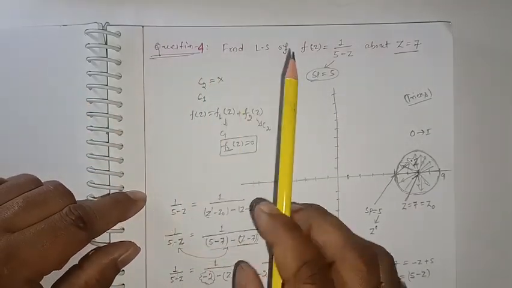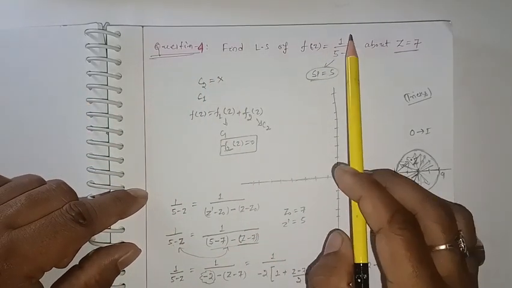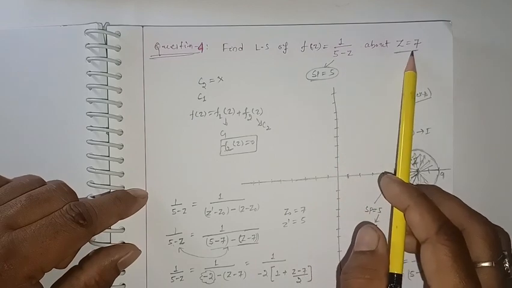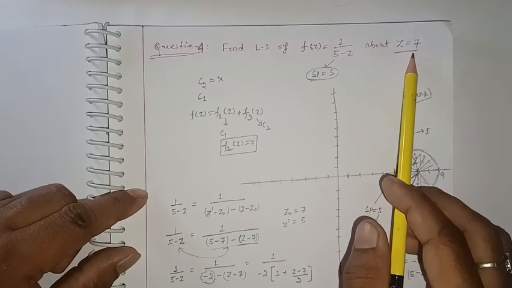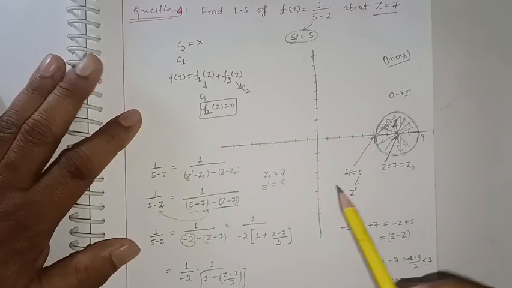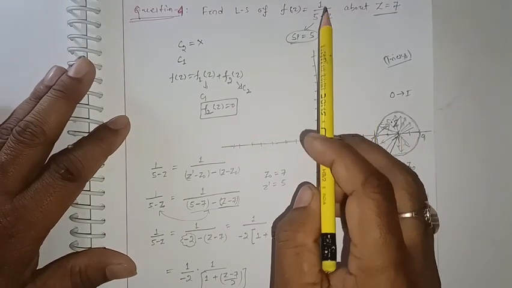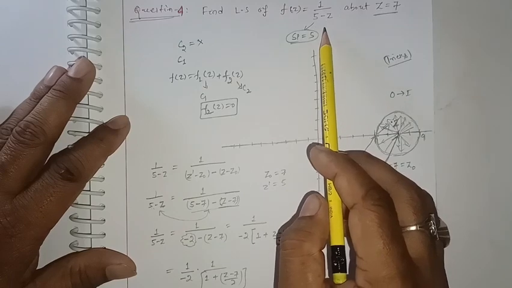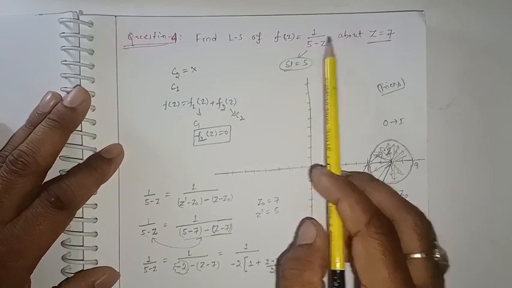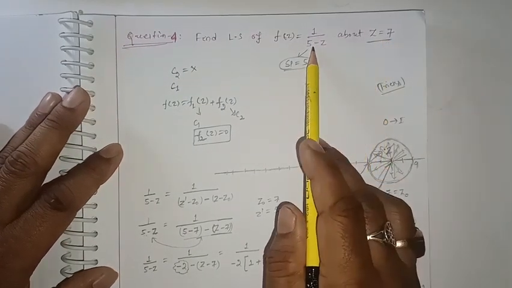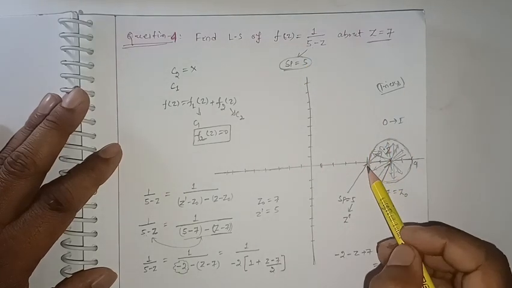In question number 4, it is asked to find out the Laurent series of 1 by 5 minus z about z equal to 7. So here z equal to 7 is not the singular point. In the figure, z equal to 7 is here. We have to find the Laurent series of this function about this point, and its singular point is at 5.